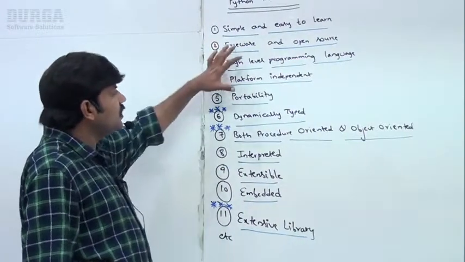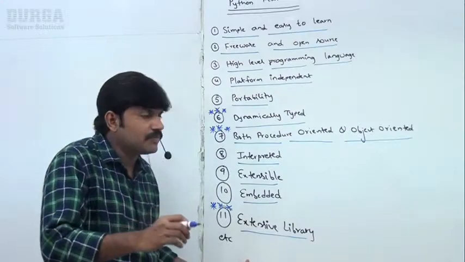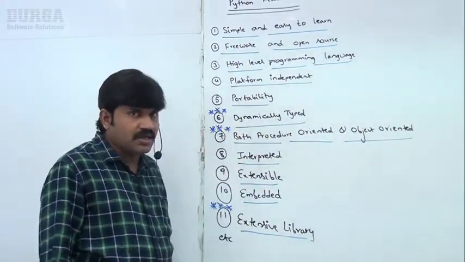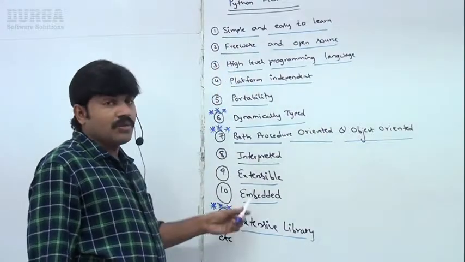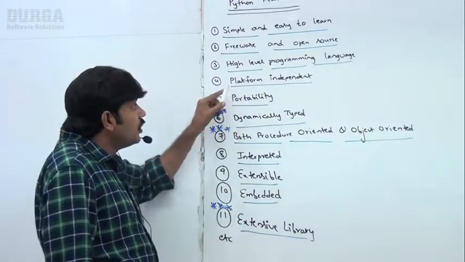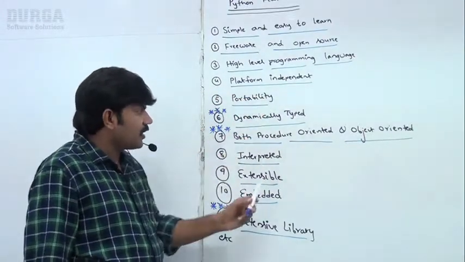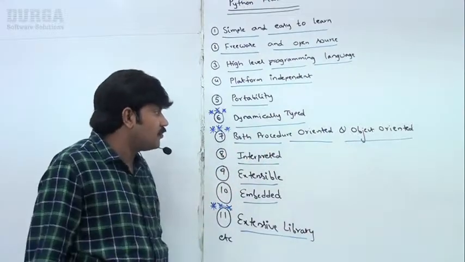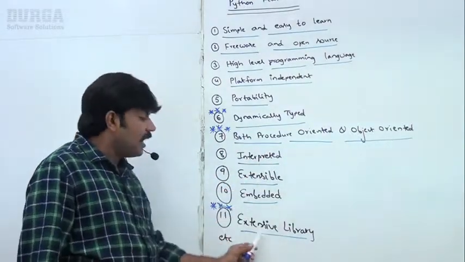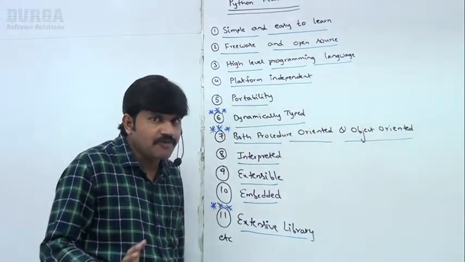So these are the 11 features I listed, which we have to discuss and perform a post-mortem on. Are you able to understand? What is the first one? Simple and easy to learn. Second, freeware, open source, high level programming language. Next, platform independent, portability, dynamically typed, both procedure oriented and object oriented, interpreted, extensible, embedded and extensive library. These are the various important features of Python, sir.